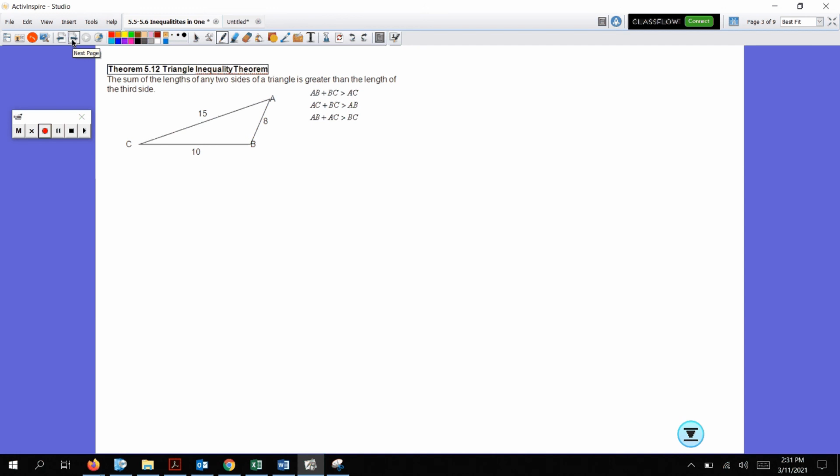Okay, so triangle inequality theorem. So first what we're going to do is plug in the numbers that we see and see what we have going on. So AB is 8. So 8 plus BC, which is 10, must be bigger than 15, right? Two sides of a triangle must be bigger when they're added together than the third side. That is true. Okay, so now we're going to do AC, which is 15, plus BC, which is 10.